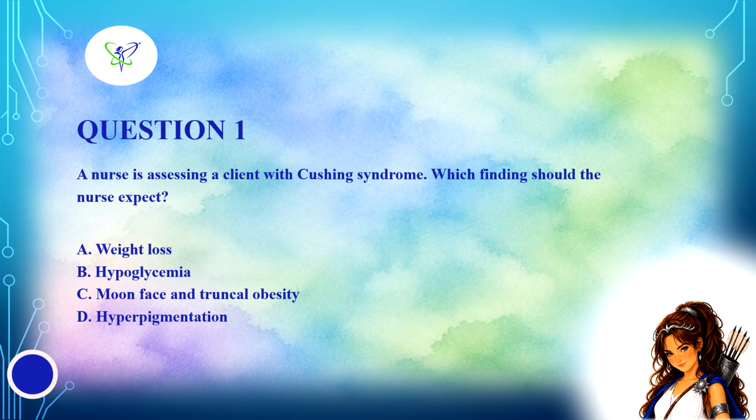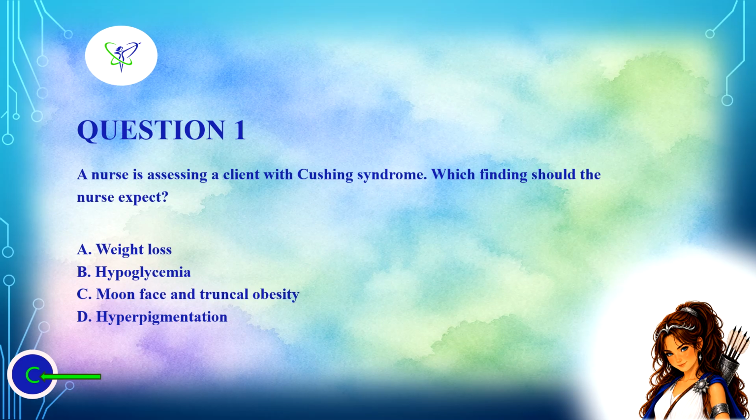Question 1. A nurse is assessing a client with Cushing syndrome. Which findings should the nurse expect? A. Weight loss. B. Hypoglycemia. C. Moon face and truncal obesity. D. Hyperpigmentation. Artemis, can you help us out? The answer is going to be C. Moon face and truncal obesity.